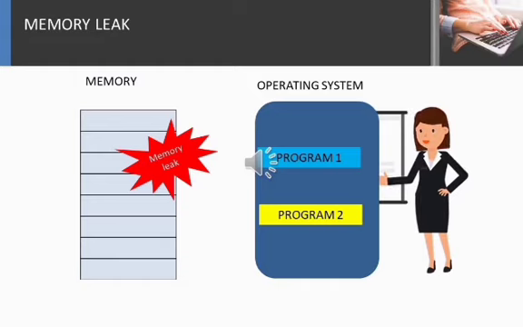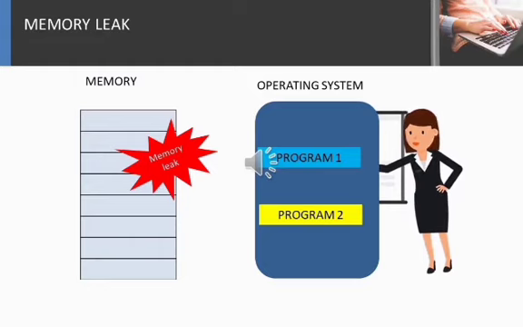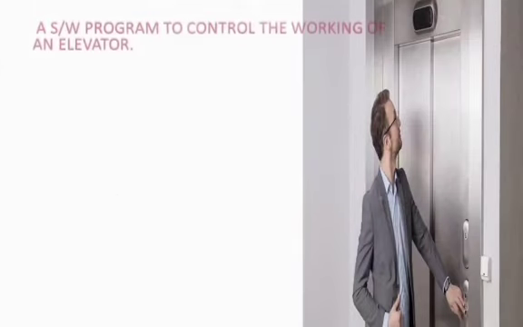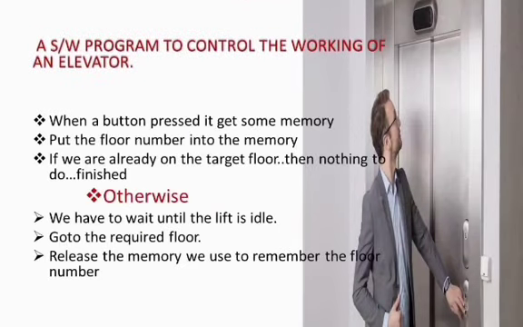I'll explain this concept with a real life example. Here you can see the working of an elevator. You might know that a software program is designed to control the working of an elevator. This program is run whenever anyone inside the elevator presses the button for a floor. When a button is pressed, it gets some memory, which will be used to remember the floor number. And then the floor number will be put into the memory.